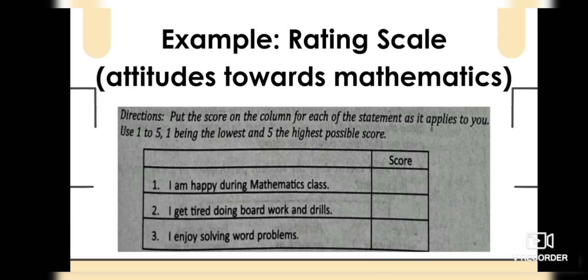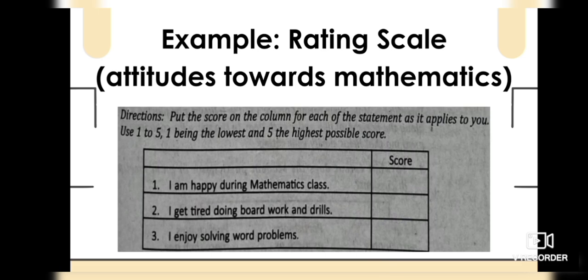Direction: put a score in the column for each of the statements as it applies to you. Use 1 to 5, 1 being the lowest and 5 the highest possible score. So, for example, number 1, I am happy during mathematics class. If you're not very happy, you can put number 1. If you're just slightly happy, you can put number 2. It depends on you and how you will rate or score that kind of question.